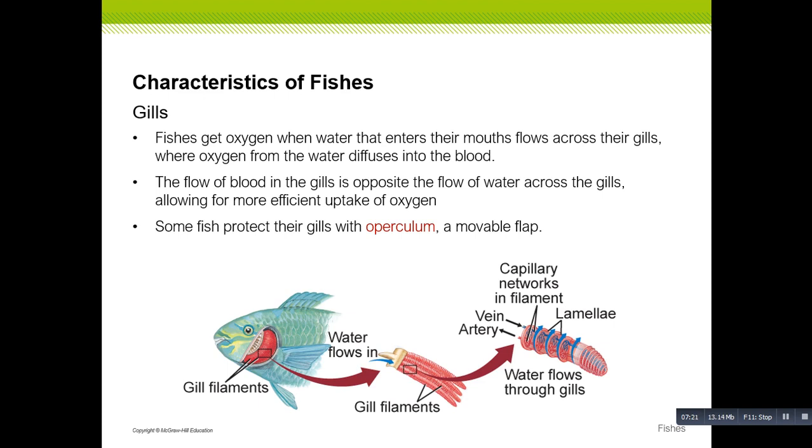Now, some fish, such as the perch that we will be dissecting, are going to protect their gills with what is called an operculum, and that is a term that you will need to know and you will need to identify on your perch. The operculum is a movable flap that is basically on top of the gills. It serves as a means of protection. It protects those gills from things in the environment that might harm them in some way or fashion.